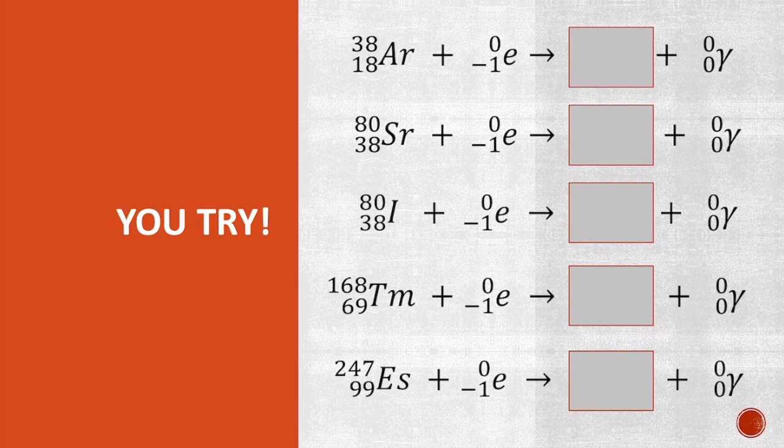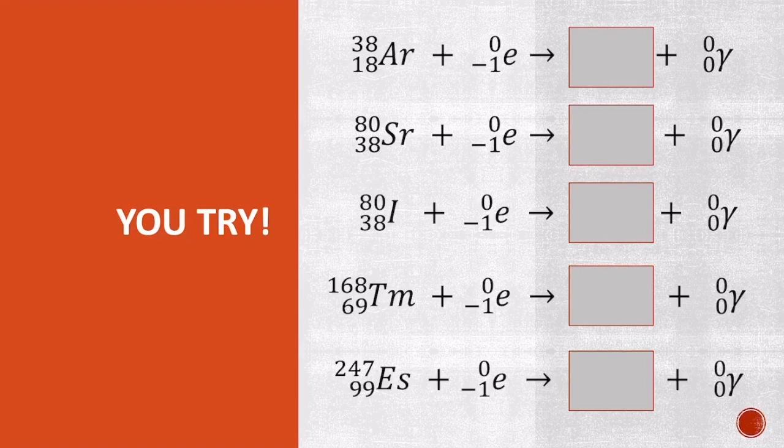So let's go ahead and do some examples. Go ahead and pause the video and use your periodic table to see if you can determine the identities of the new elements that are created. Hopefully you were able to determine what you think is the answer. So let's go over the answers real quick.